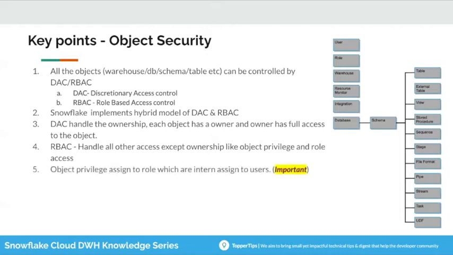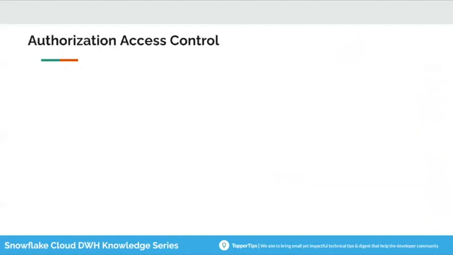Object privileges are assigned to roles, which are in turn assigned to the user. Very important. So when we talk about Snowflake, the roles are assigned to the user, and the users themselves don't have any kind of privileges. Since they belong to a particular role, that role has the different kinds of grants and access privileges, and that is what helps them operate on those objects.